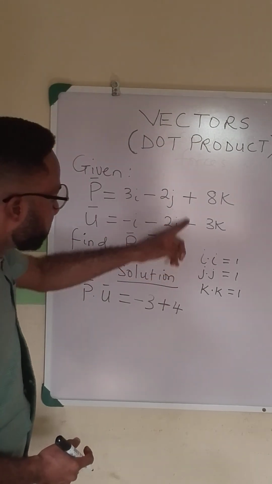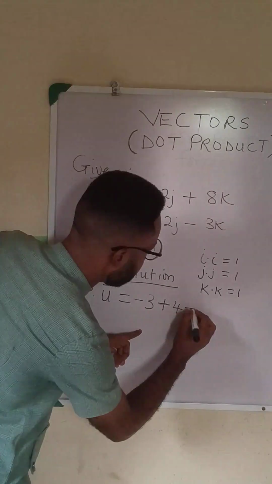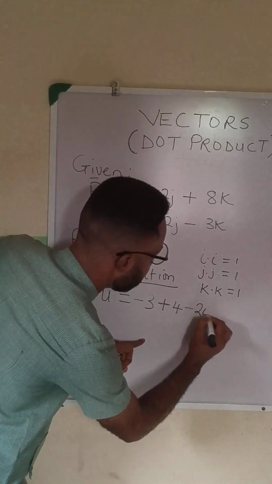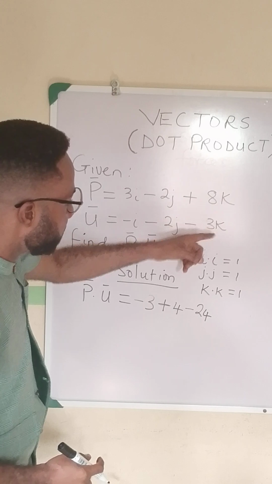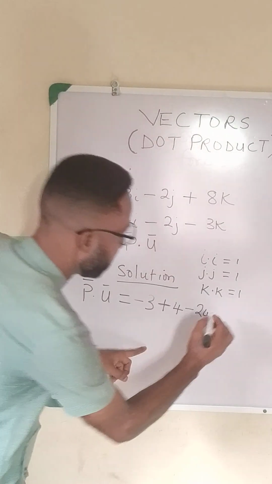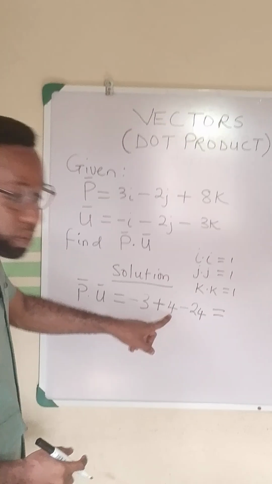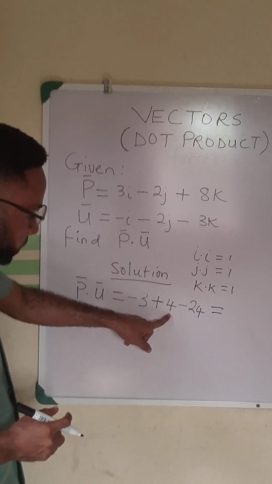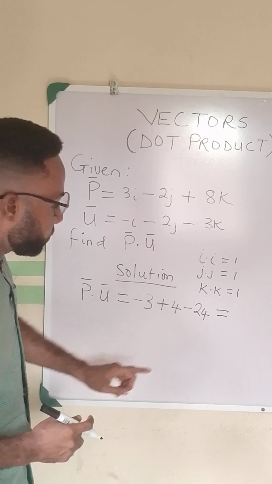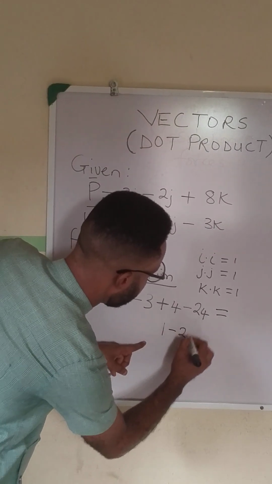So we now look at this point. Plus times minus is going to be minus. Alright, 8 times 3 is going to give us 24. And k dot k will give us 1. So our answer here remains 24. So our final answer is going to be minus 3 plus 4 will give us 1. Then 1 minus 24. So we have minus 24.